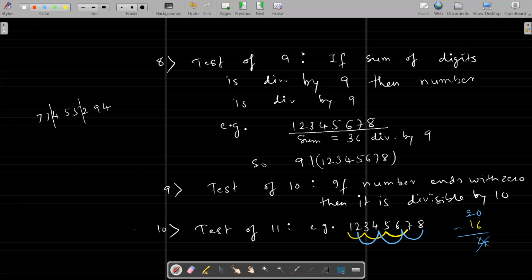Then we will add the first part, which is 77, with 294. So we get 371, and then we will subtract it from 455. So 455 minus 371 is equal to 84, and 84 is divisible by 7. Very good. So that will work. In fact, one can check by congruence that this works for modulo 7.